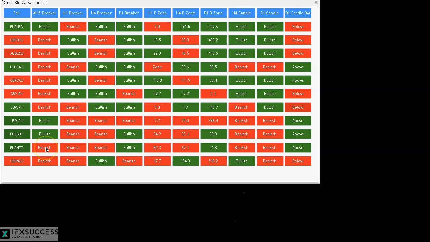Euro New Zealand, this one obviously already happened. It was a nice entry to sell, but we missed it. Pound New Zealand, this one right now could be, we have unfortunately a 4-hour breaker. I really would like this to be bearish already, to be looking for more, stronger selling opportunities on this one. So that's that.